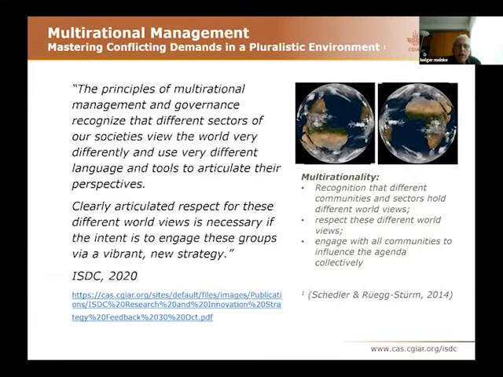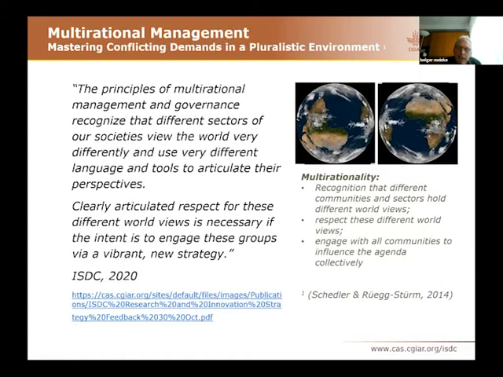We've also provided some advice on the overall approach to partnerships. And one of the things I wanted to highlight, because that was the feedback that we gave, or one of many feedbacks that we provided on the strategy that One CGIAR has developed, is that thinking around multi-rational management and how to master conflicting demands in a pluralistic environment. And I just quote from one of the review documents that we provided, where it says that the principle of multi-rational management and governance recognizes that different sectors of our societies view the world very differently and use very different languages and tools to articulate their perspectives. And clearly articulated respect for those different worldviews is necessary if the intent is to engage these groups via a vibrant new strategy.